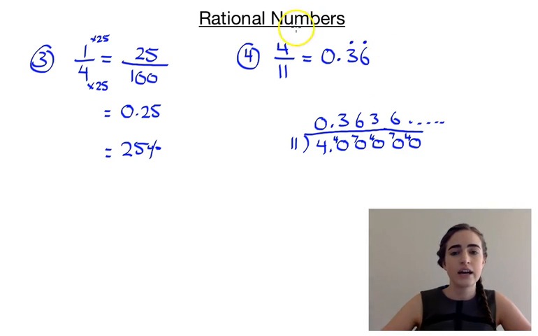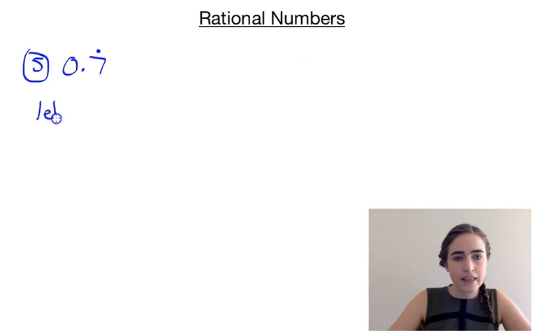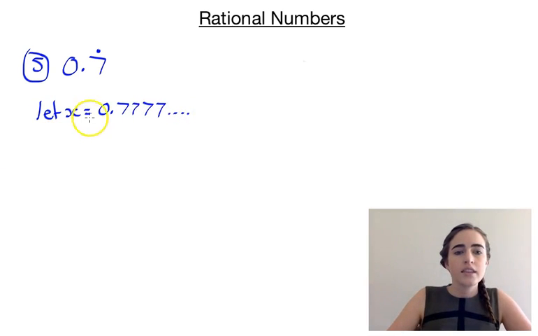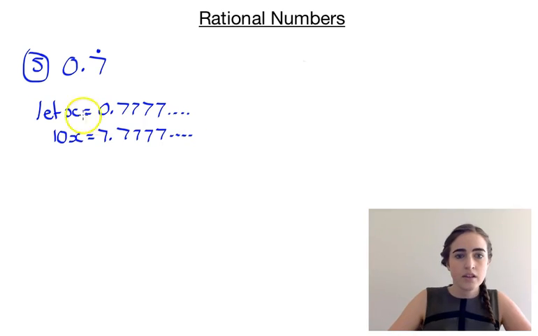I want to have a last look now at going from recurring decimals back to fractions. The first example I want to look at is 0.7 recurring. So the method we're going to use is we're going to write let x equal that number that we've got, so 0.7777 and so on. Then we want to get one of these recurring digits in front of the decimal place. So to do that, we'd have to multiply by 10. So that means that 10x would be equal to 7.7777 and so on.